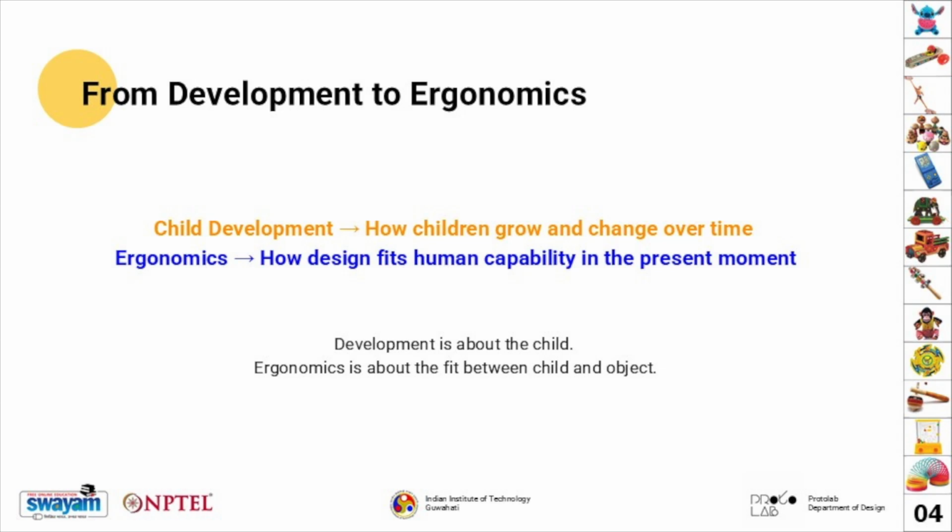In earlier modules, we focused on children's development. We asked how children grow, how their motor skills change, how cognition evolves, and how emotional capacity develops over time. That lens is essential, but ergonomics asks a different question. Ergonomics is not about how children grow. It is about how design fits human capability in the present moment.